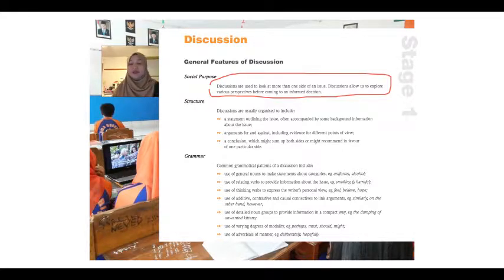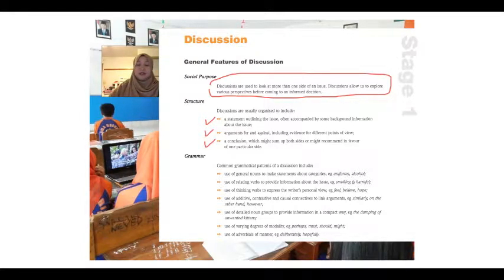The same rule applies in discussion as a written text, as can be observed in its structure. And since the structure and the grammar are both shown simultaneously, we can talk about it in the same way as well. So how is the discussion text structured or organized? Well, discussions are usually organized to include a statement outlining the issue, often accompanied by some background information about the issue, and then arguments for and against, including evidence for different points of view.